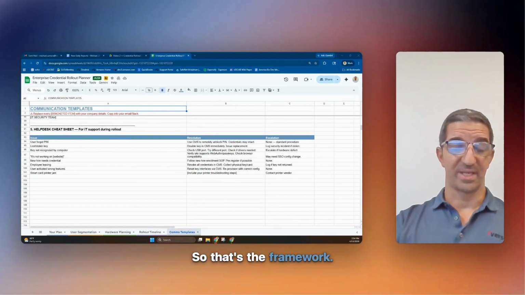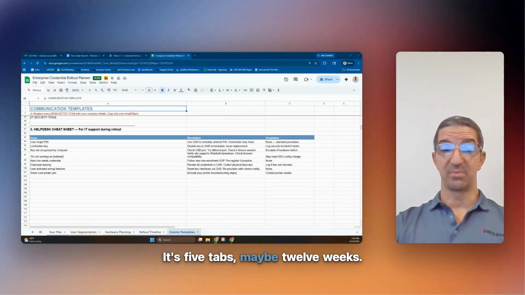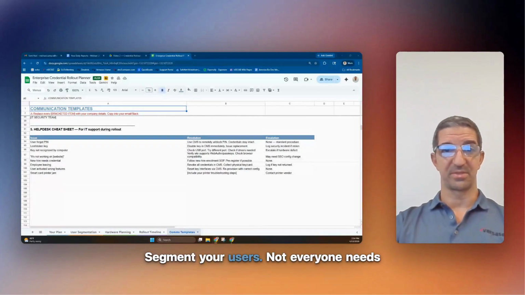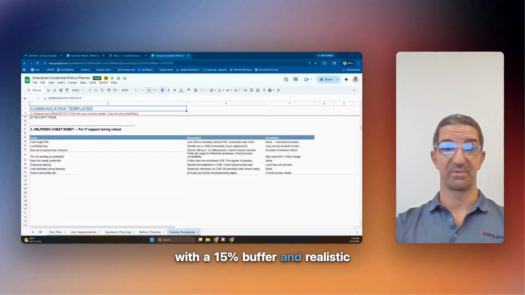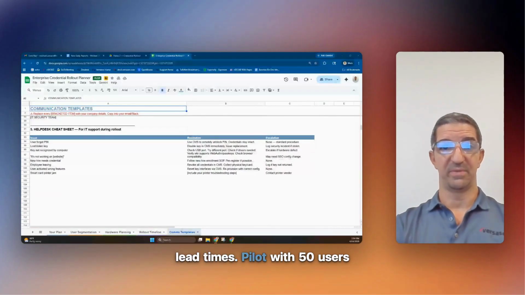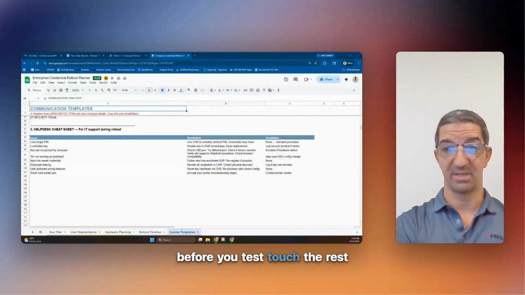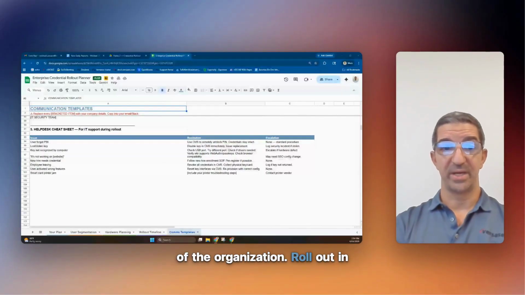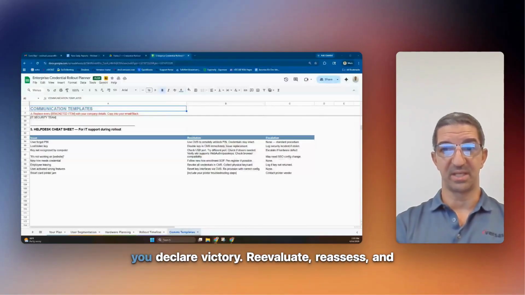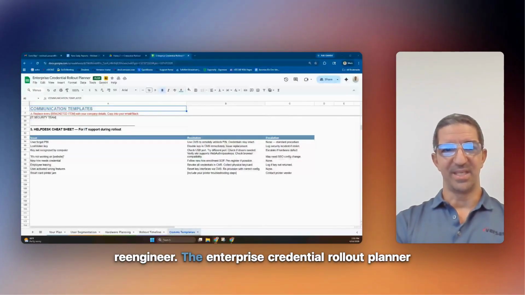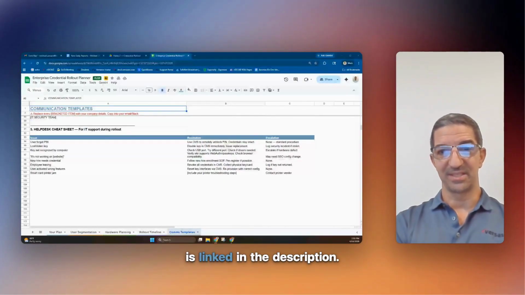So that's the framework. It's 5 tabs, maybe 12 weeks. Segment your users. Not everyone needs the same thing. Plan your hardware with a 15% buffer and realistic lead times. Pilot with 50 users before you touch the rest of the organization. Roll out in waves, not all at once, and build a steady state process before you declare victory. Reevaluate, reassess, and re-engineer.